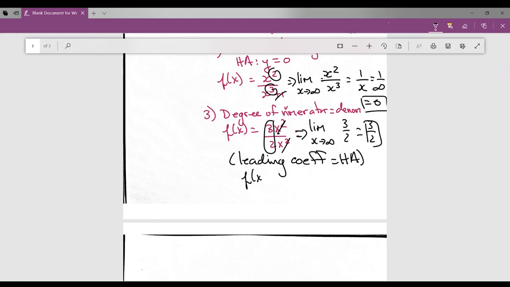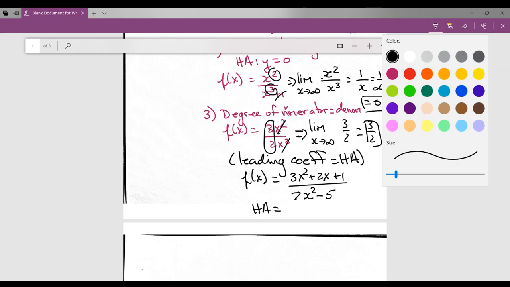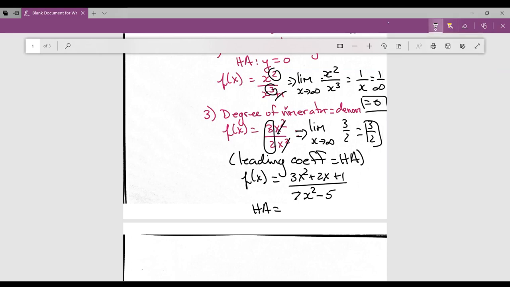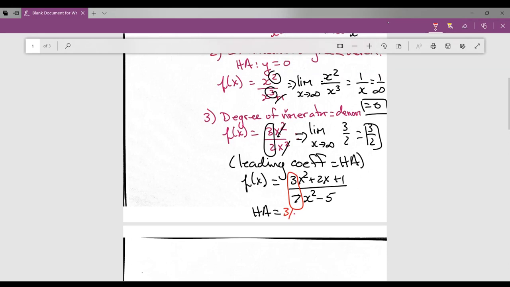So just one more example. Doesn't matter what the numbers are or how many terms. That the degrees are the same. So if I said the horizontal asymptote, you would just tell me it is the leading coefficients, 3 over 7. Okay.